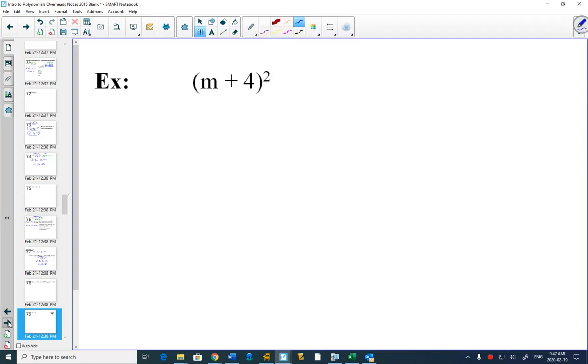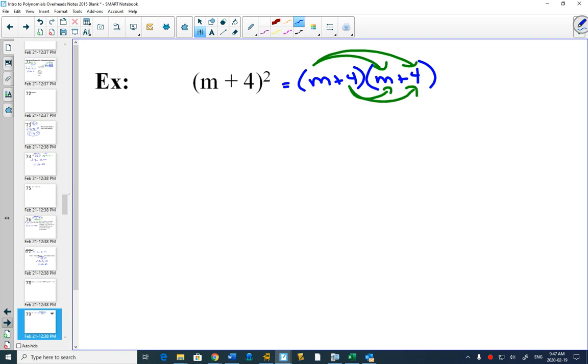All right. So the first step that we'll always do in these is we'll say, I know that squaring means repeated multiplication, and you'll write out m plus 4 times m plus 4. Then draw all your arrows. Go through one arrow at a time. M times m, m squared. M times 4, plus 4m again, plus 16.